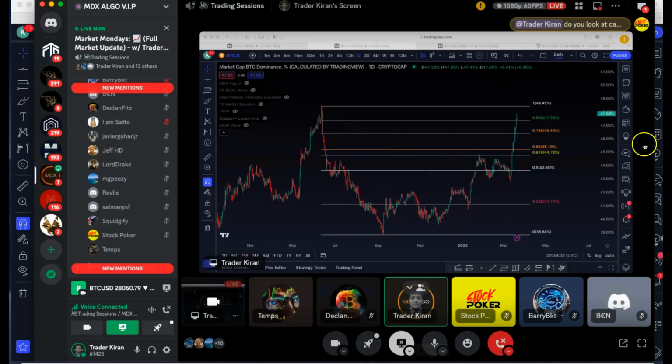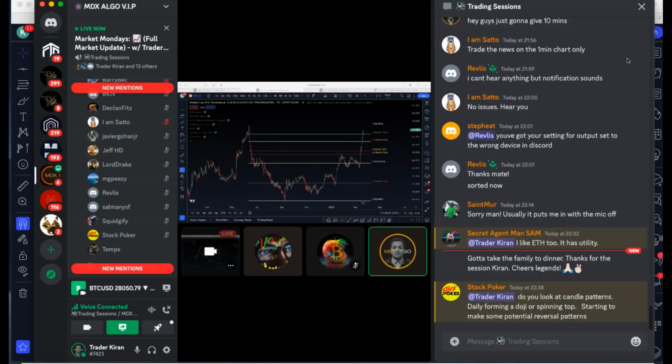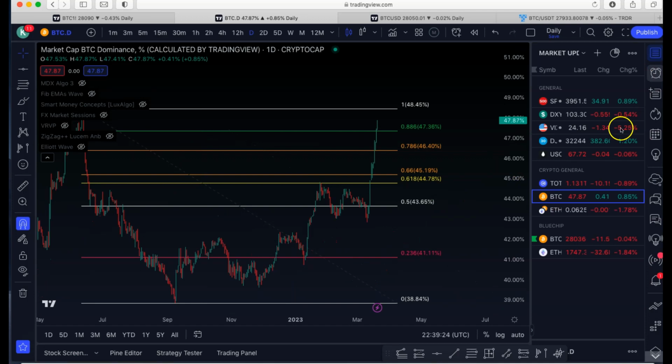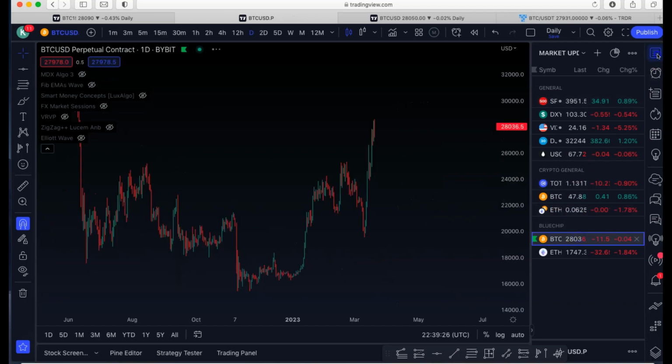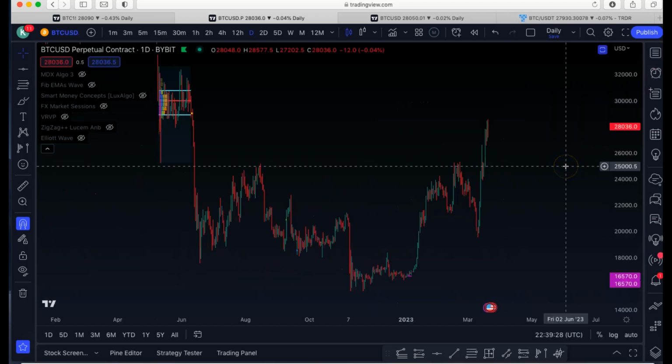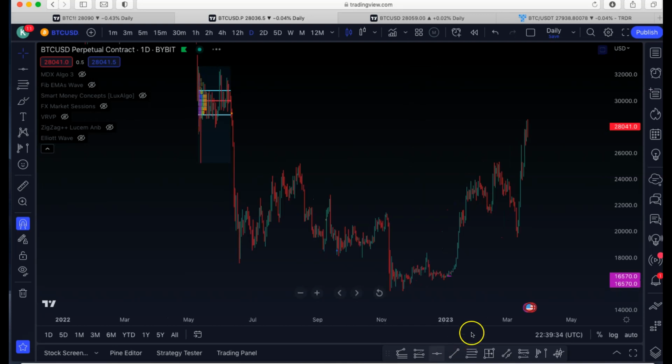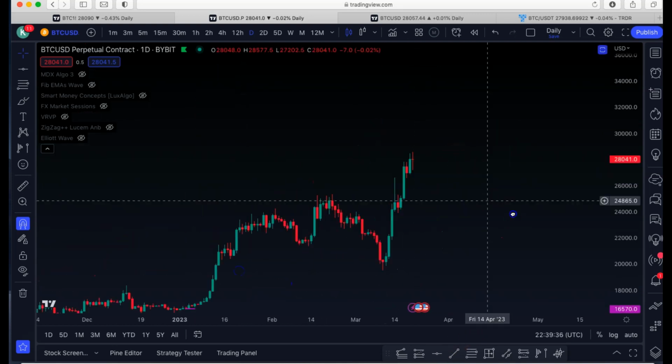Oh, Stock Poker is saying something. Let's see what you have to say. Do you look at candle patterns, daily forming a doji or spinning top, starting to make some potential reverse patterns? I do look at candle patterns, but it's more confluence, so looking at how it interacts with EMAs and, of course, fibs as well. I'm more interested in the reaction. I'm not so obsessed with the names as such, but yeah, let's look at your daily.